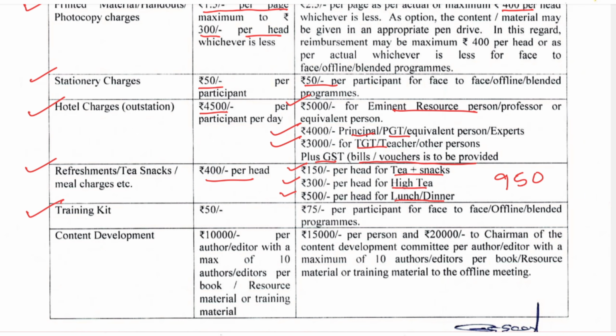Then training kit, earlier it was 50 rupees. Now it is 75 rupees per participant. For content development, earlier it was 10,000 per author or editor with a maximum of 10 authors or editors per book. Now it is 15,000 per person and 20,000 to the chairman of the content development committee, and again the maximum is 10 authors or editors per book.